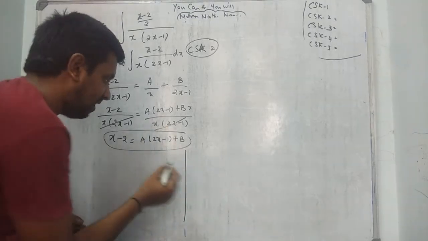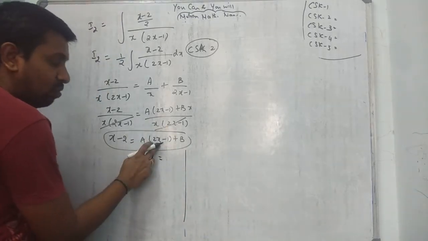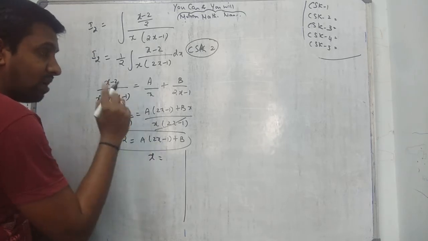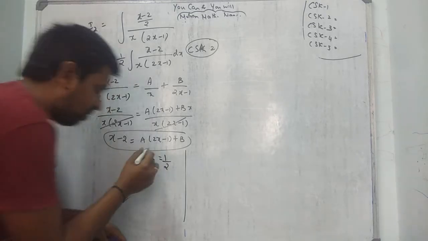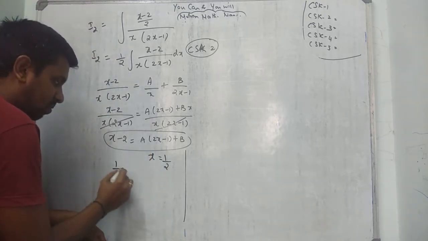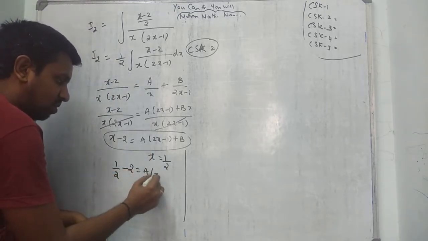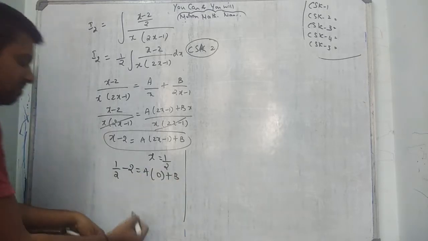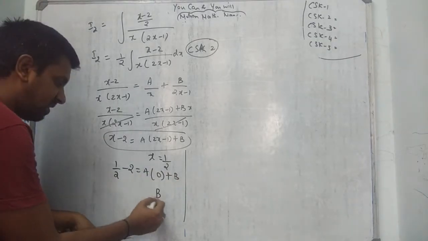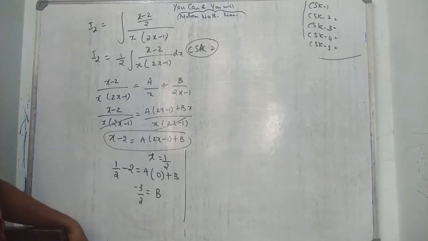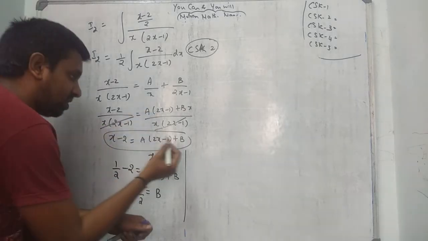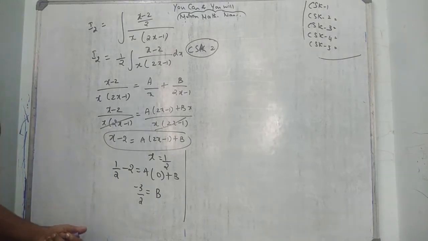So to find the a and b values, put x equal to 1 by 2. Then 2 into 1 by 2 is 1, 1 minus 1 is 0. So x equal to 1 by 2, substitute on both sides. Then 1 by 2 minus 2 equals a into 0 plus b. So I got the b value as minus 3 by 2. The b value is minus 3 by 2. So what you are getting, you have to check it.